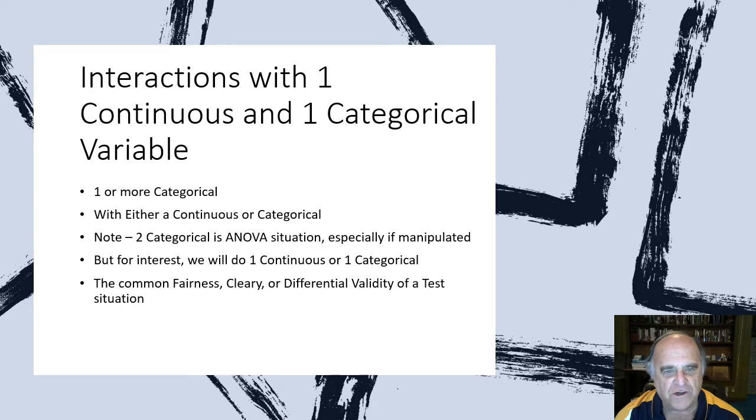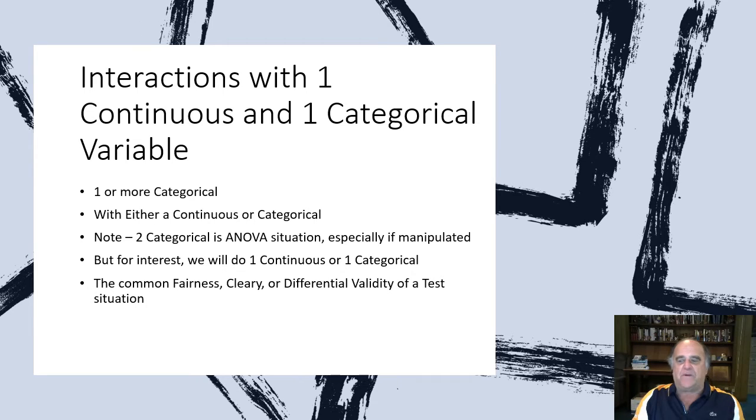And of course, last time we did where we had two continuous variables. This time we're going to do interactions with one continuous and one categorical variable. And so at least one or more of the variables in this case are categorical, and they're interacting with either a continuous or a categorical variable. Note the situation where we'd have two categorical variables is actually the analysis of variance situation, especially if both variables are manipulated, or even if they're not, we would have a quasi-experiment. So when we have two categorical variables, we can still handle it by regression, but more typically we would handle that situation using analysis of variance.